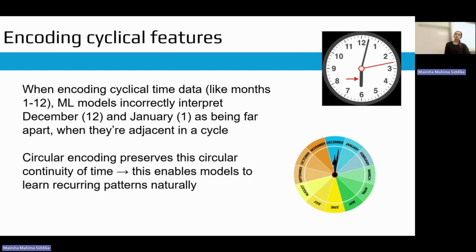And encoding cyclical features. With time data, machine learning models incorrectly interpret months and dates. For example, December would be encoded as, let's say, a 12, and January could be encoded as a 1. The machine learning model interprets that as being really far away and not similar at all. However, really, they're quite close, right? Because after December is January. Likewise, with o'clock, after 12 o'clock is 1 o'clock. So circular encoding is something that can be used to solve this. It preserves this circular continuity of time, and it enables models to learn recurring patterns naturally.